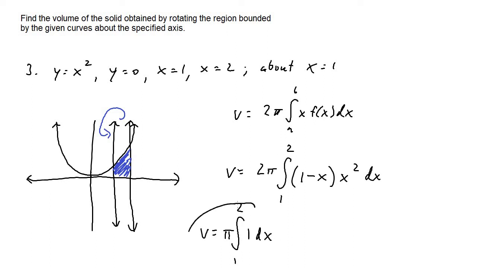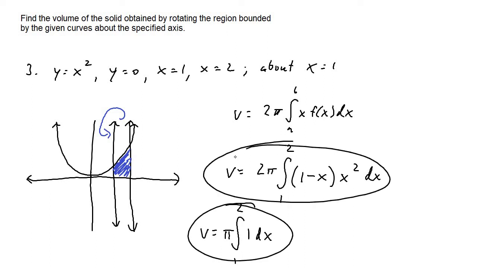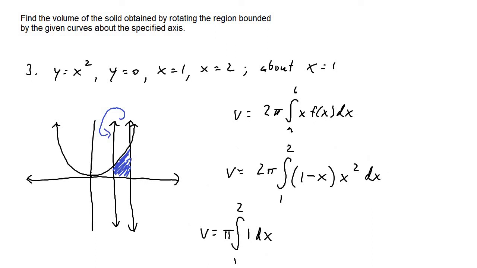Well, this is a completely different formula than this one, so disk method would not work in this case, nor would washer. Now, however, if you were to rotate this region around the x-axis, then you could use disk method. This would work, and you wouldn't have to use shell method. So once again, keep in mind that shell method should only be used if disk and washer do not work.